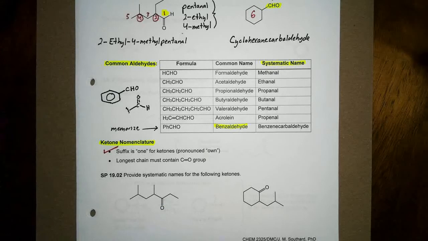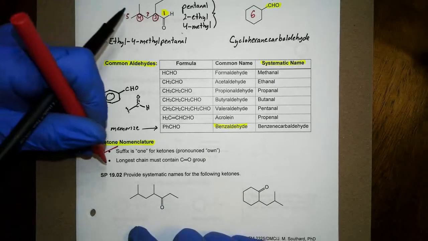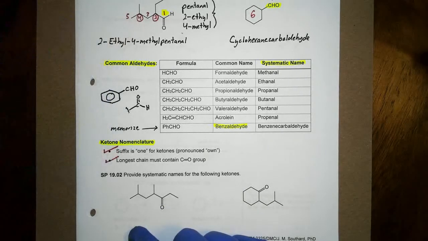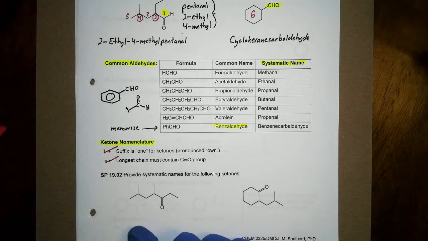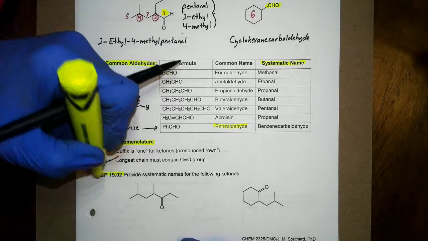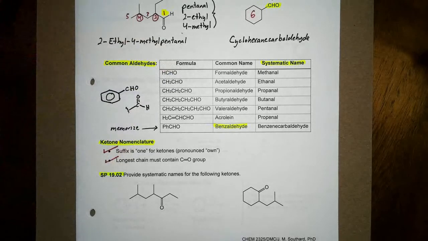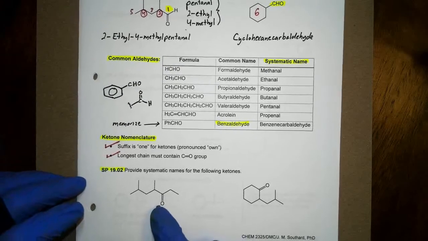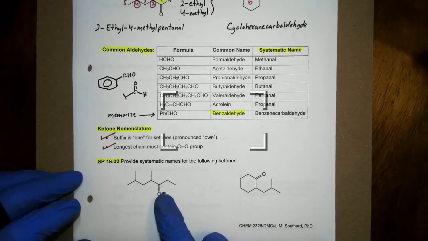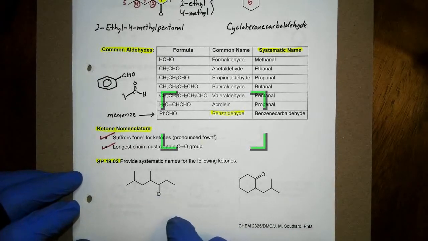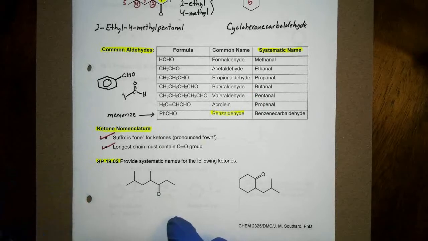Now, here's the distinction between this and aldehyde. The longest chain must contain the carbonyl group. So the carbonyl group will not be carbon 1 like it is in aldehydes. Okay? So let's give these a try. I have a chain and I have a ring here for you to practice. So this is the branched chain ketone, and we're going to provide a systematic name for it. Let's give that a try.